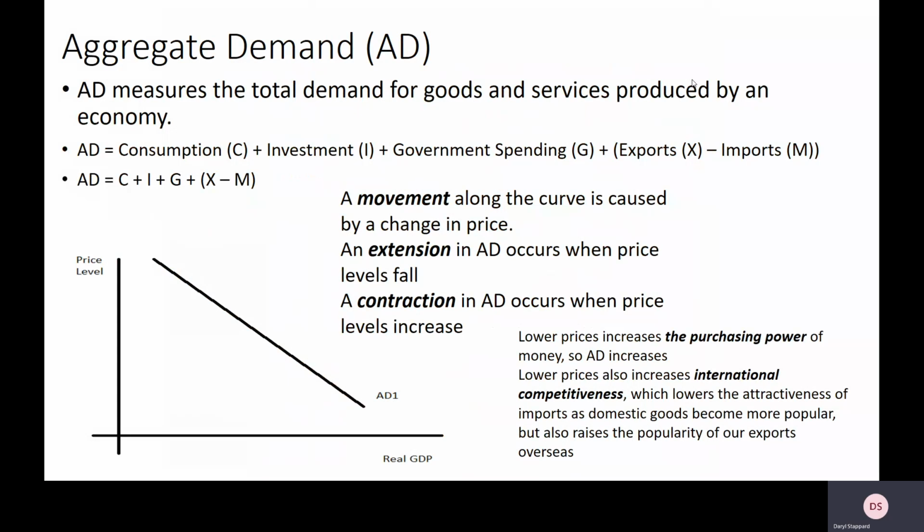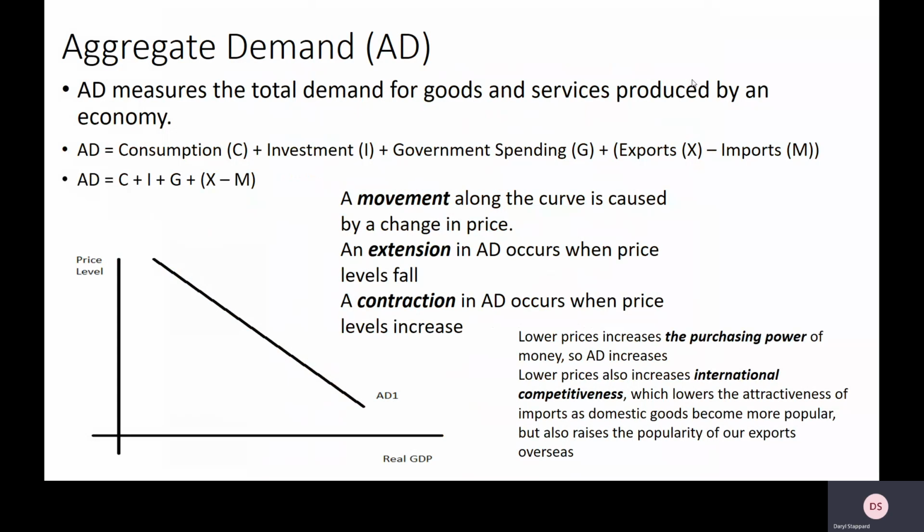Exports, or X, is foreign demand for UK goods and services. So when we export cars to America or Europe, it's a British export. If French people come on holiday to the UK economy, then they're demanding UK goods and services.